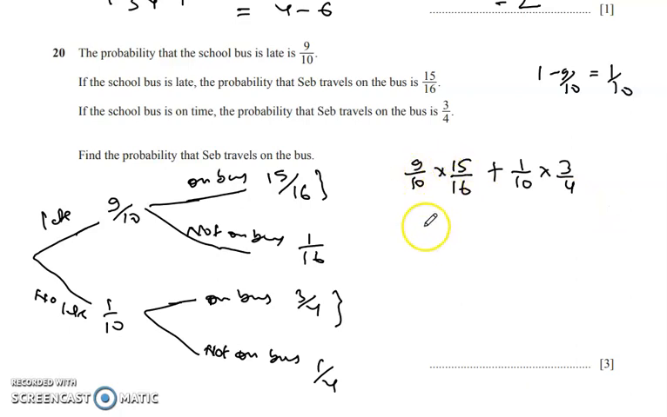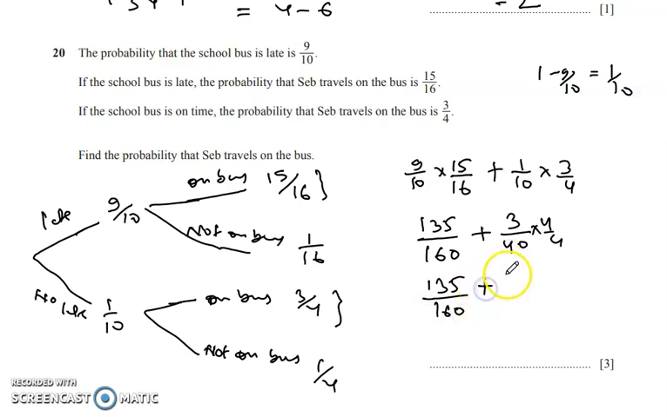So 9 upon 10 into 15 upon 16, I can write here 135 upon 160, plus 3 upon 40. I am just multiplying with 4 in order to get the same denominator. So 135 upon 160, then 12 upon 160. So I can write here 147 upon 160. So this is how we can find out the probability.